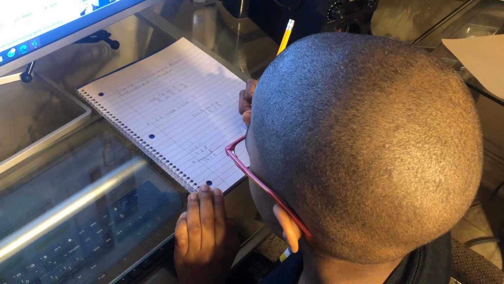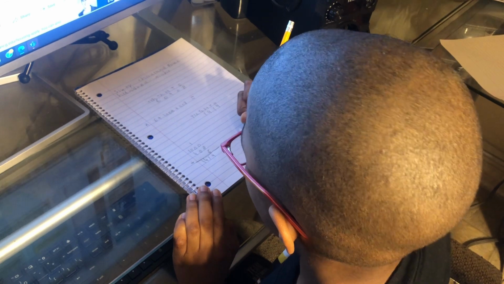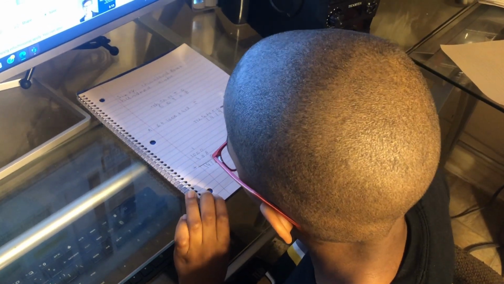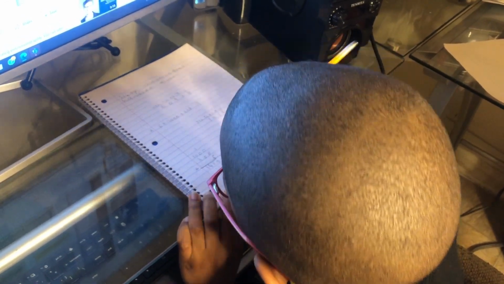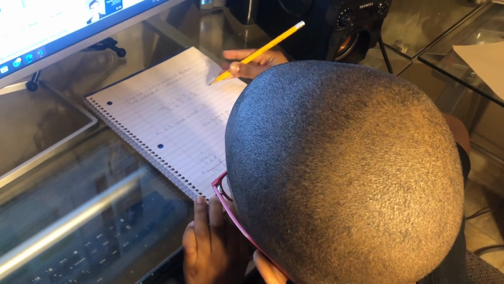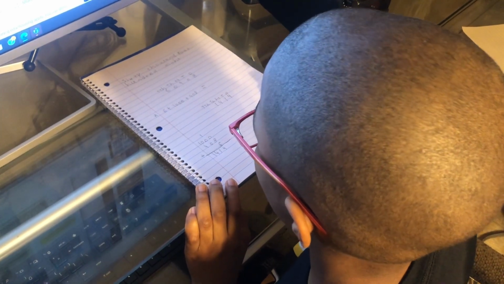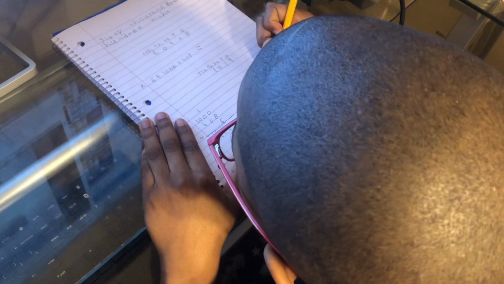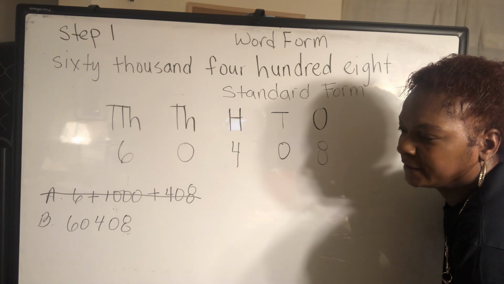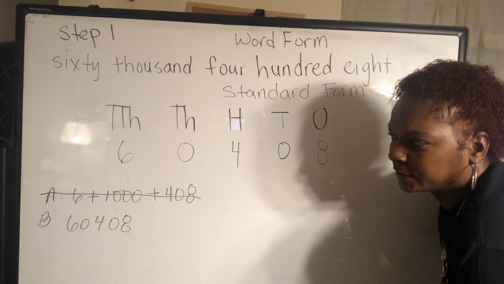All right, so is there anything that you noticed? Mm-hmm. I'm noticing that the number that I got is not the same number that I got in word form. So that means choice A is not right. So now we're going to move on to choice B.